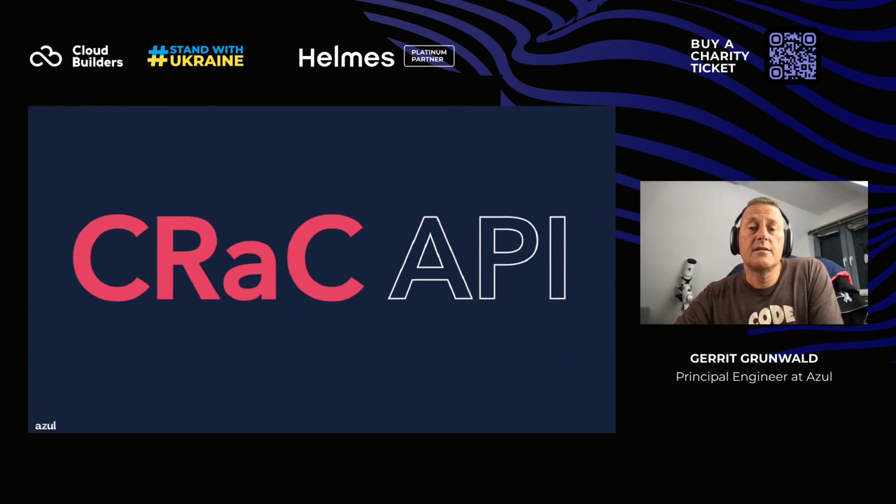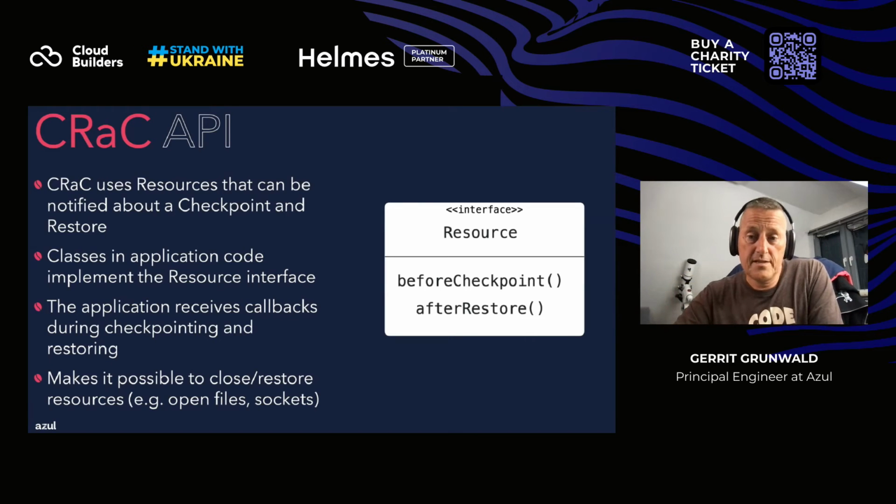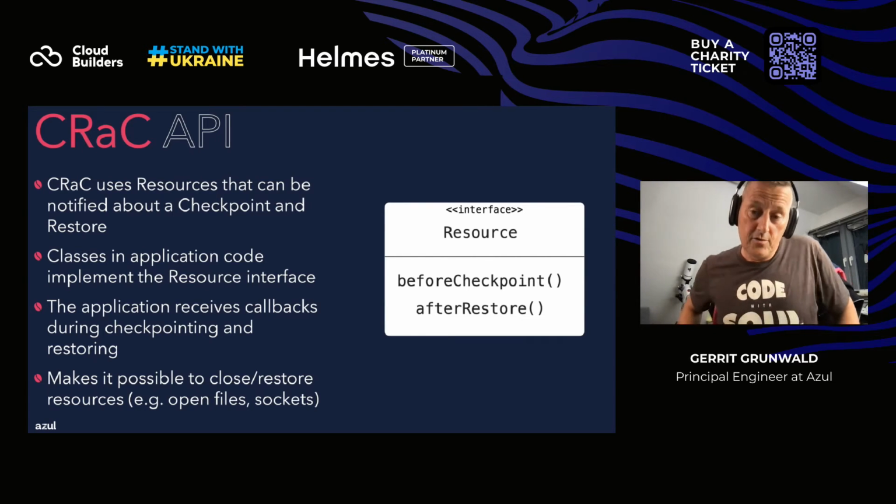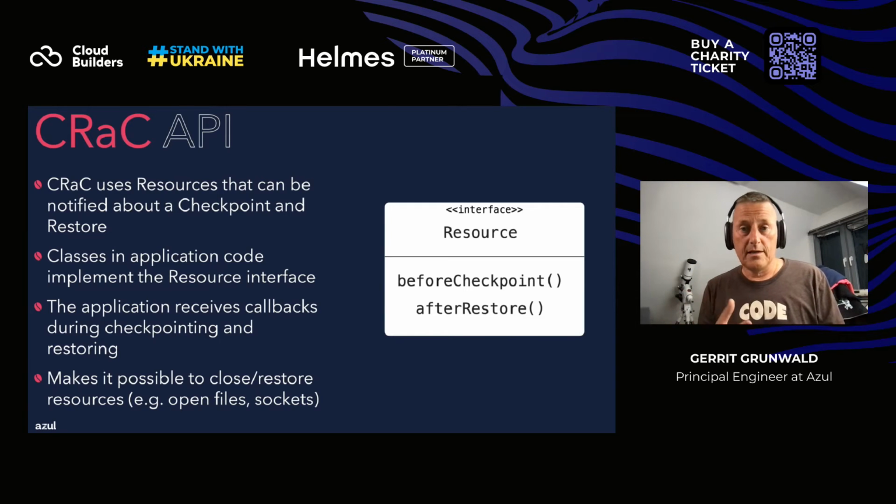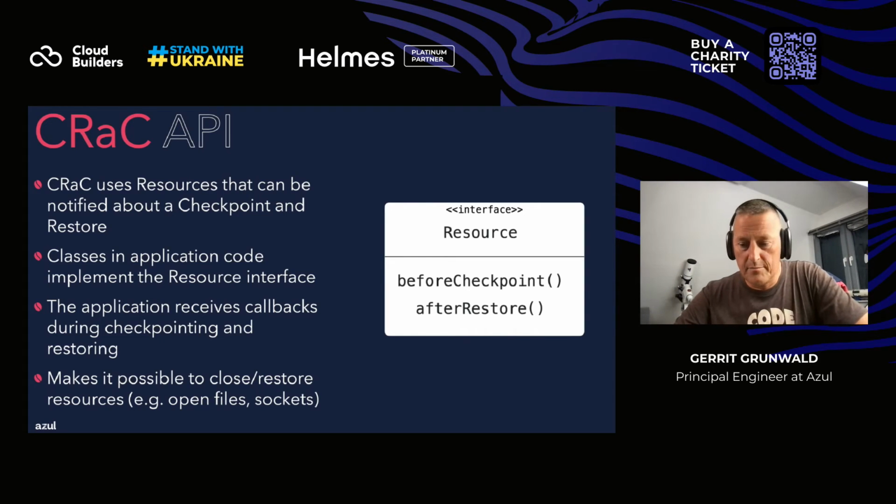The API I already mentioned is pretty simple. It's just one interface. It's called Resource, and it has just two methods: beforeCheckpoint and afterRestore. And you implement that in principle in all classes that have resources, like database managers or whatever managers you use to connect to the internet or to other APIs or whatever, where you have open sockets or open files. There you implement the Resource interface, and then there is a mechanism to make sure that the beforeCheckpoint and afterRestore methods will be called.